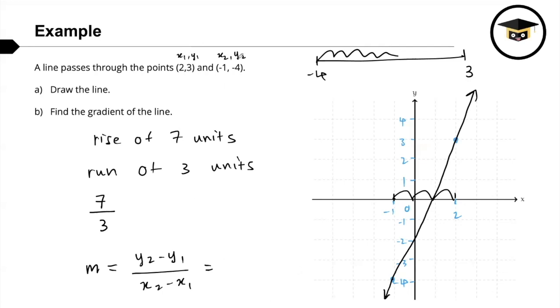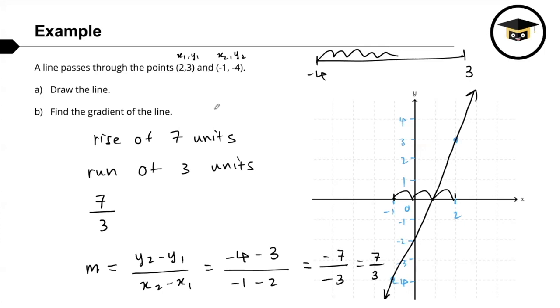So now I've just set them like that. So that means y2 minus y1. So that would be -4 minus 3 over x2 minus x1. So that would be -1 minus 2. That gives me -7 over -3. And we know that -7 over -3 is the same as 7 over 3. So you can see we can still get the gradient of the line as long as we're consistent with how we're naming our points.